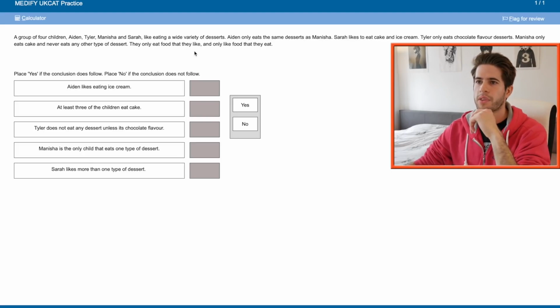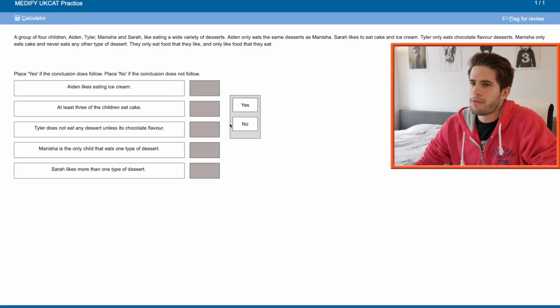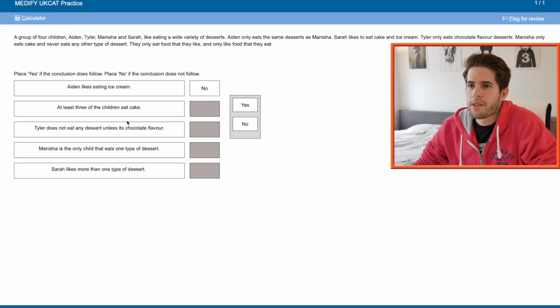They only eat food that they like and only like food that they eat. Aiden likes eating ice cream. No, because Aiden likes the same thing as Manisha and Manisha only eats cake. At least 3 of the children eat cake. Okay, so we know that Manisha and Aiden eat cake, and Sarah likes to eat cake, so at least 3 eat cake. True.